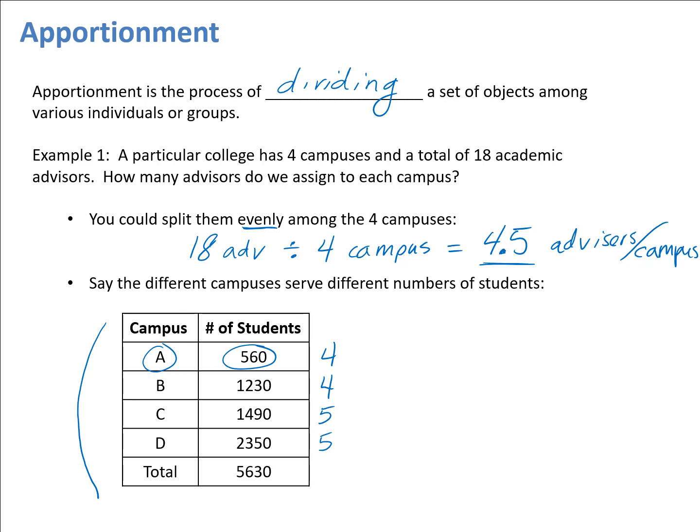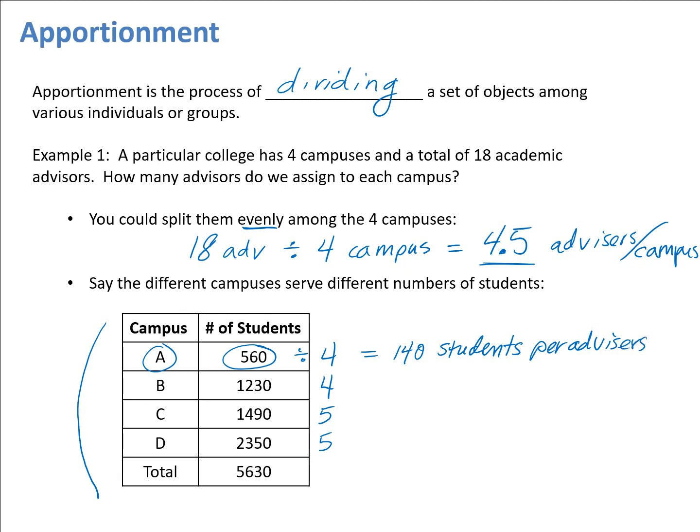If we have 4 advisors at Campus A that has 560 students, we think about how much work each of those advisors is doing. We could do that by thinking about how many students each one of them advises. 560 divided by 4 would give me 140 students for every advisor. 140 students per advisor. So those advisors, every term, are working with 140 students at Campus A.